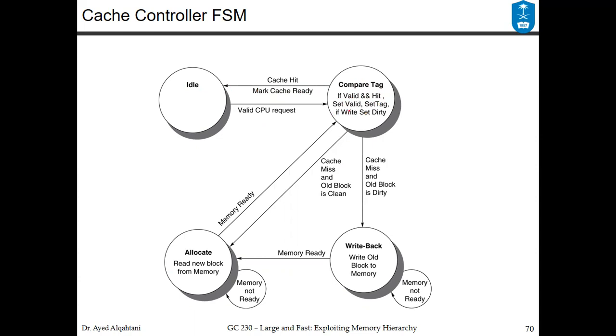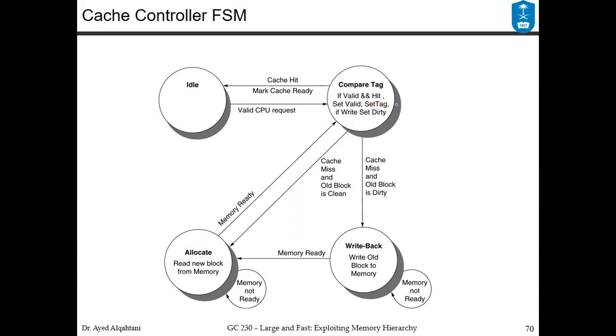And if you are doing a write, then in the location, you should also set the dirty bit. So you should worry about the valid, the tag, and the dirty bit. The valid and the tag, you set them directly. The dirty only if you are writing.